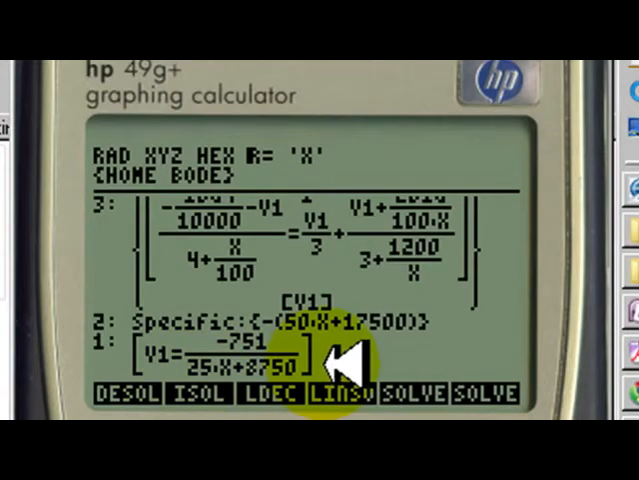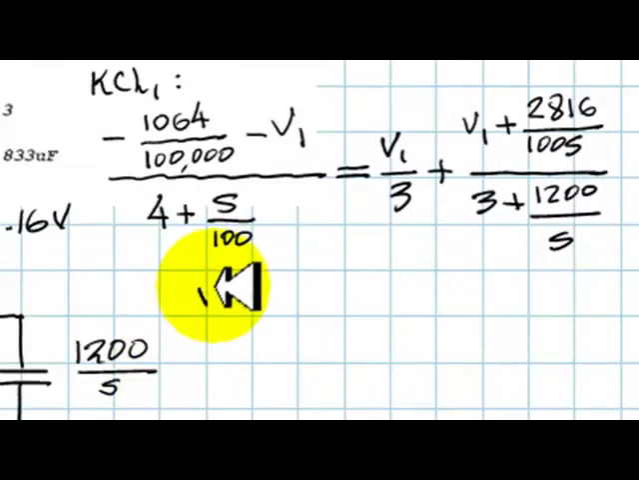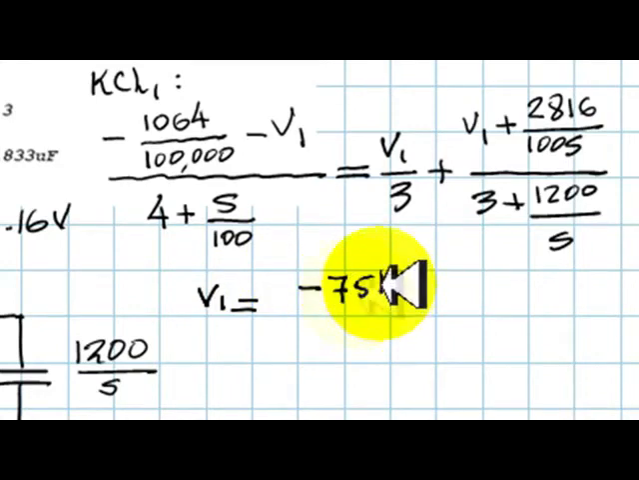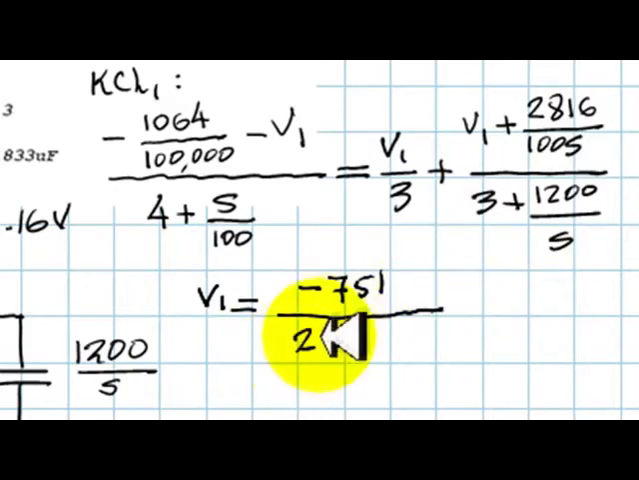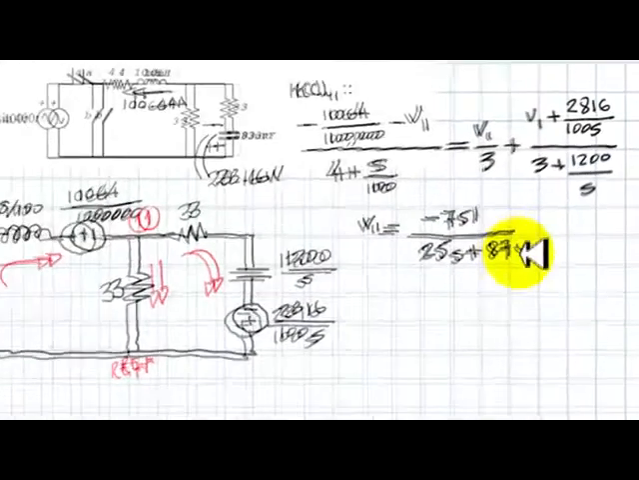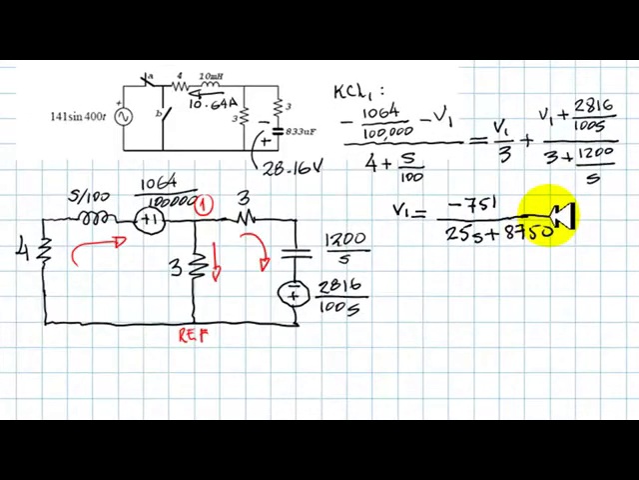Let me copy that down. V1 is negative 751 divided by 25s plus 8750. But that is not the voltage we want. That is just the voltage of this node with respect to the reference. The voltage we need is the voltage in the capacitor. This voltage from here to there, that is the voltage in the capacitor. That is the voltage in this capacitor, this one.